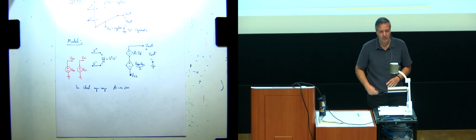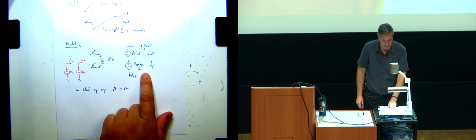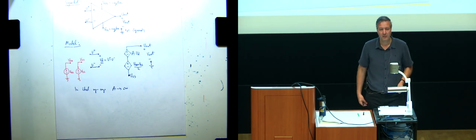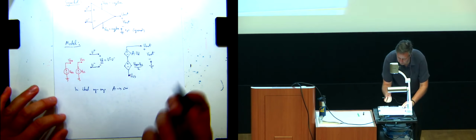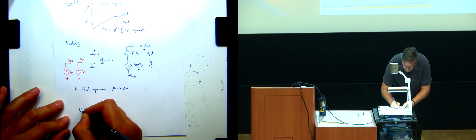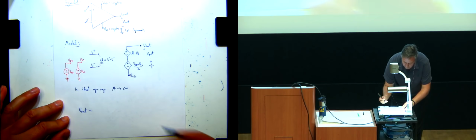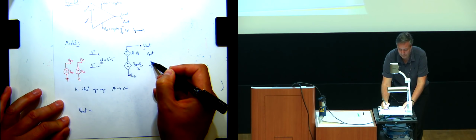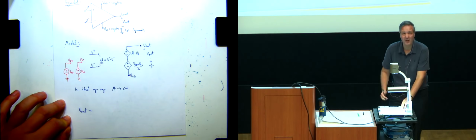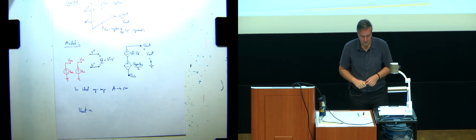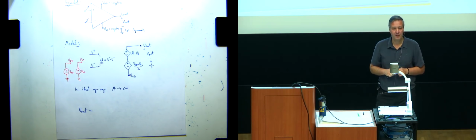So let's just write up mathematically, let's just solve this circuit real quick, right? So V out equals what? I'm looking at V out between this node and this node, right? So maybe I give you 1 minute to kind of figure out what V out is.